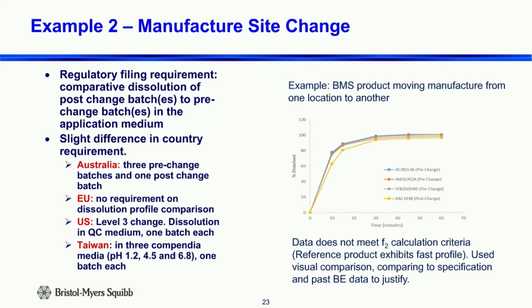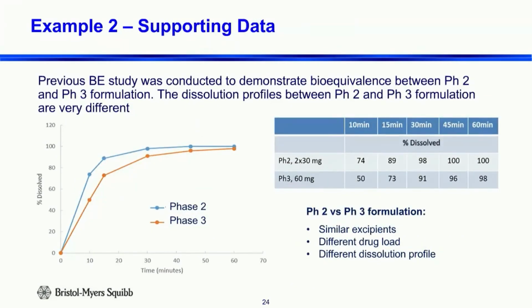So in this situation, we supplied additional data, which is prior BE study data for the post-approval change. The site change is obviously the same formulation, same product, we're just moving a site, right? Here we have prior data from a phase 2 and phase 3 formulation comparison. These two formulations are similar in the type of excipients, however, the drug load is significantly different. As you can see, they demonstrate significantly different profiles. When we do the F2 comparison, it is less than 50, it's a 39, I believe.